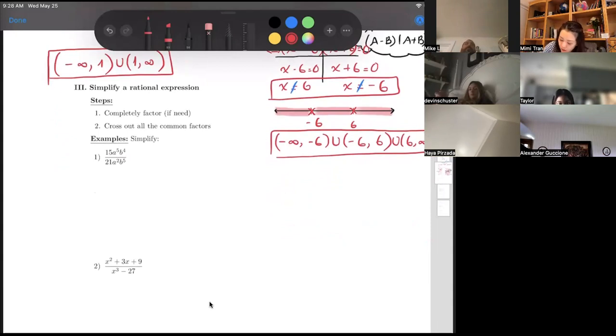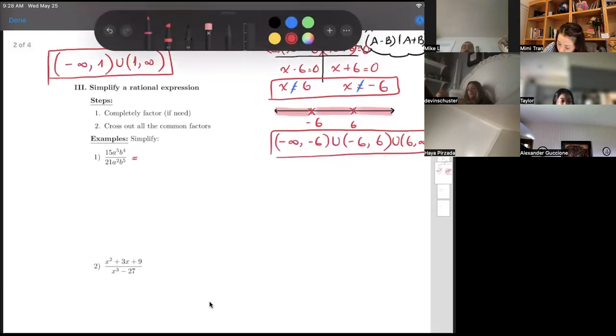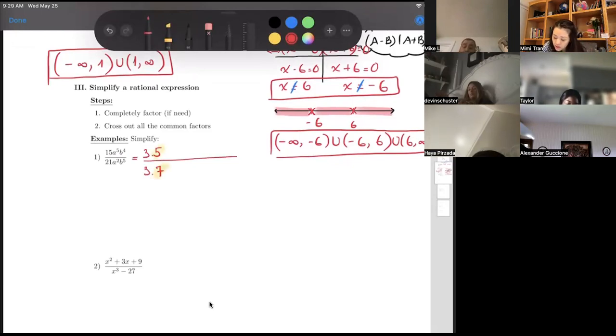So 15 and 21, I can reduce to what? I'm going to write it out here. So 15 is 3 times 5, and then 21 is 3 times 7, right? So definitely I can take out the 5 and then the 7, right? And then the a to the 5th on the top, I'm going to write it out. I don't want to do this. I'll do it like this. It's a times a times a times a, 5 times, right? And then the bottom, a times a, 2 times, because a squared.